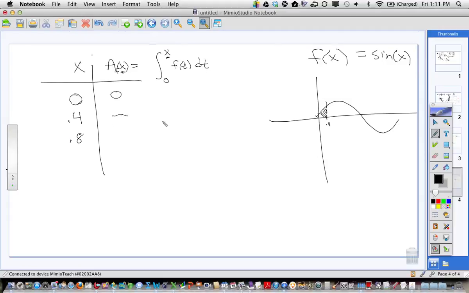And then if I go to 0.8, it's getting bigger. I've got a little more area. Then I could plot these points and see what we get. It's going to be very similar to what we did when we were doing that with slopes. But that's the idea, this idea of an area function.